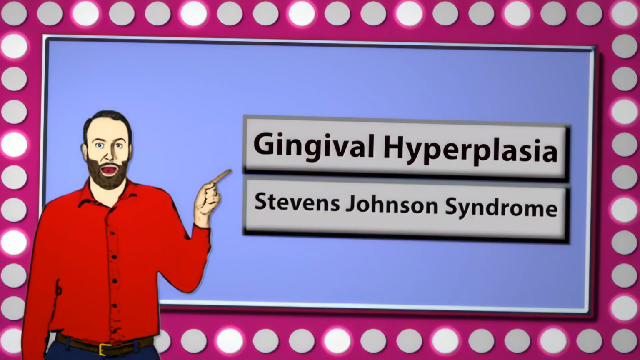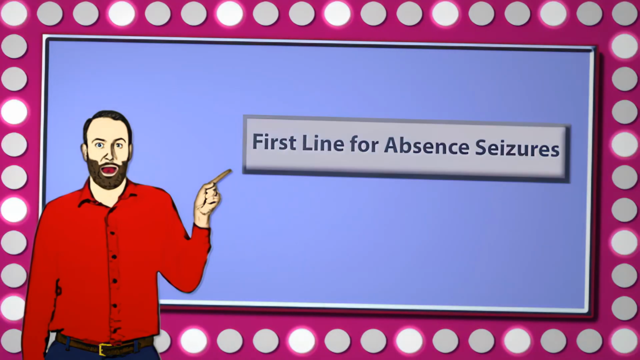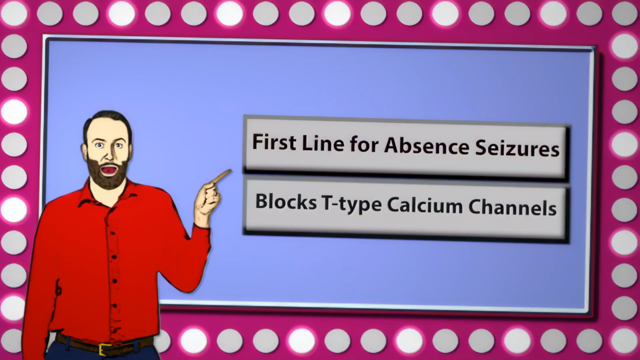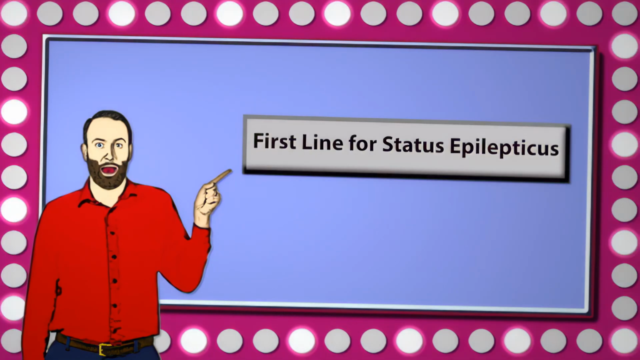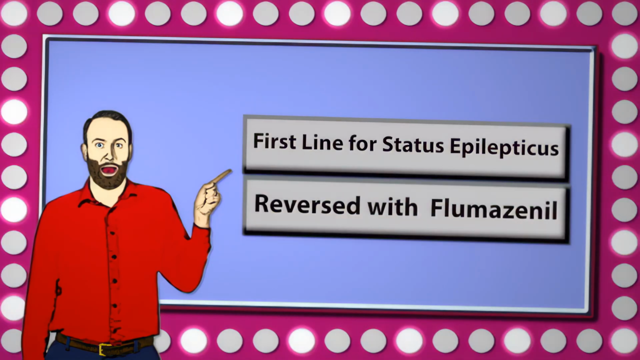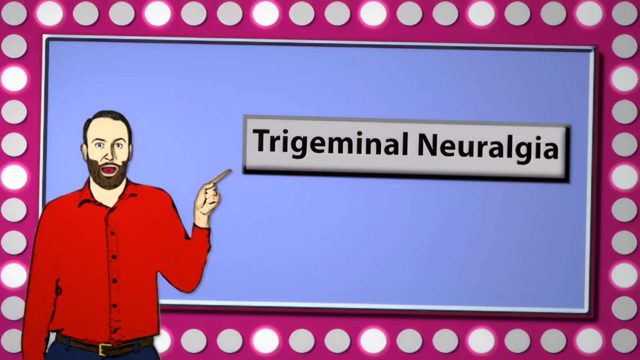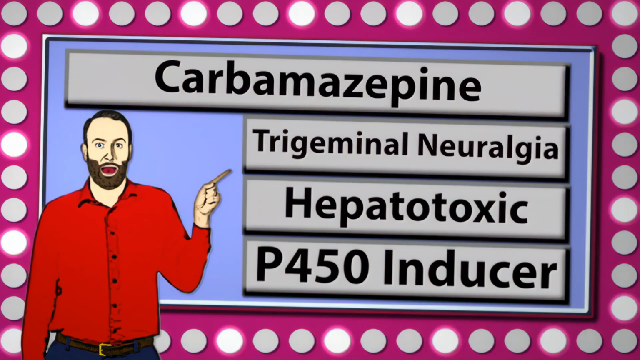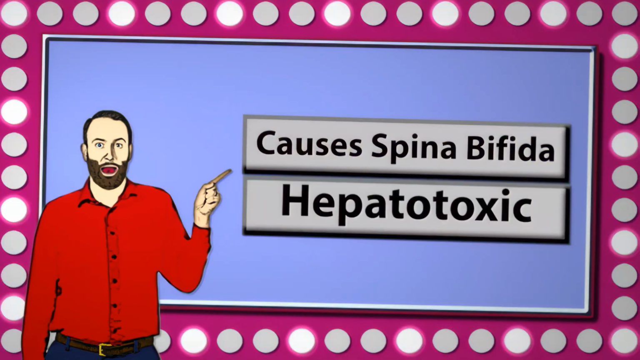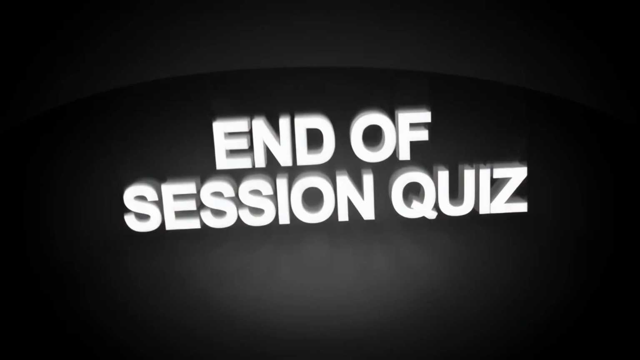Gingival hyperplasia, Stevens-Johnson syndrome, and a sodium channel blocker. That's phenytoin. First line for an absence seizure, blocks T-type calcium channels. That's ethosuximide. First line for status epilepticus, reversed by flumazenil and increases GABA action. That's the benzodiazepines. Trigeminal neuralgia, hepatotoxic and a P450 inducer. That's carbamazepine. Causes spina bifida, hepatotoxic, sodium channel blocker. That's valproic acid. Now, let's go to the end of session quiz.